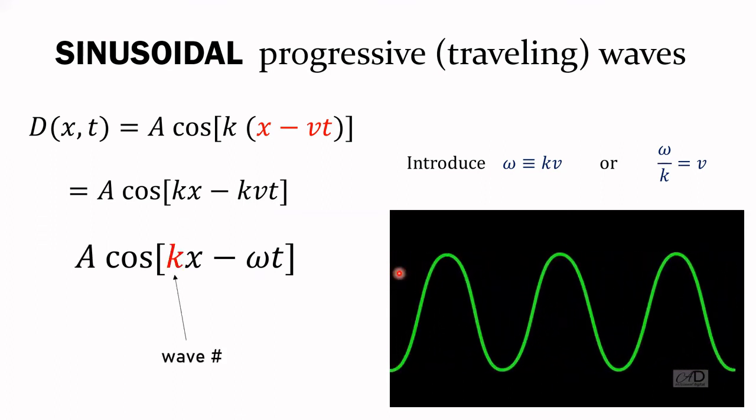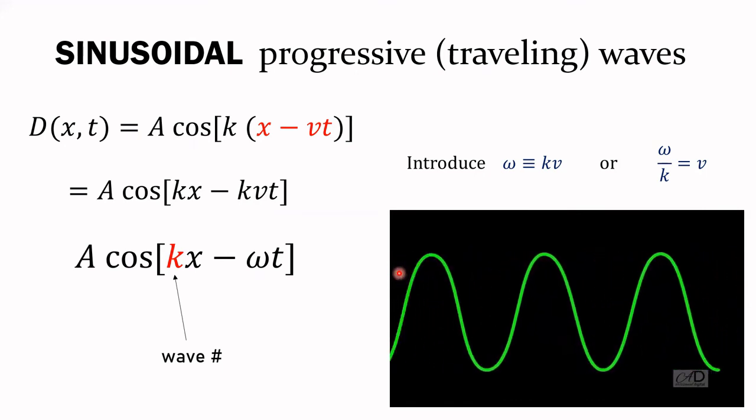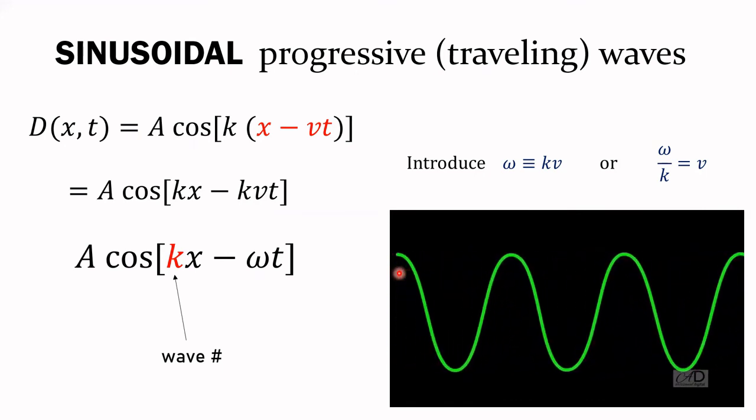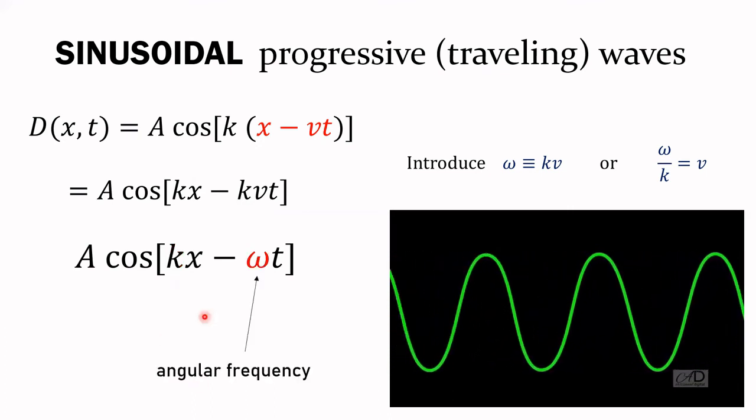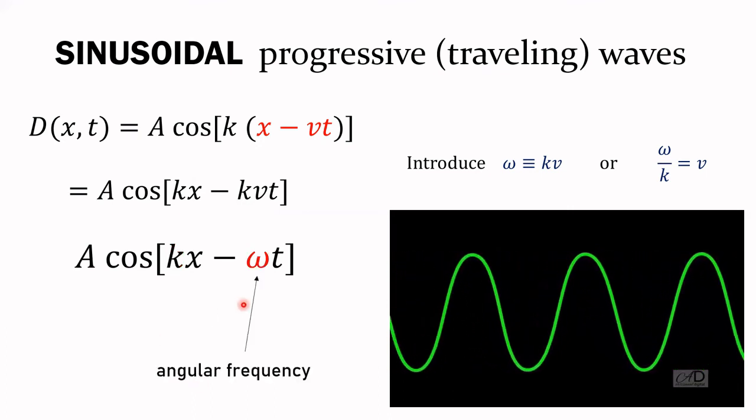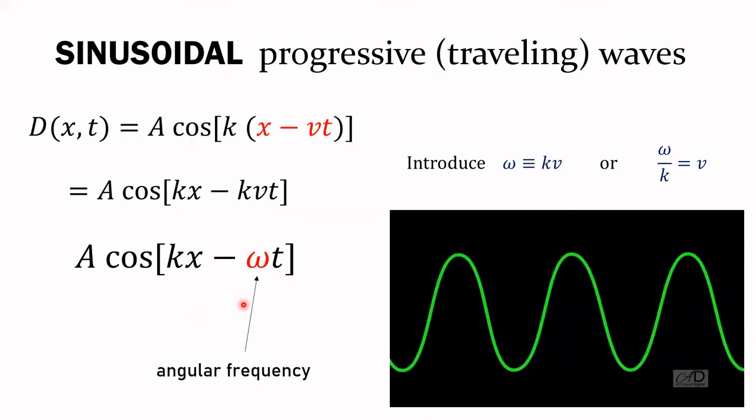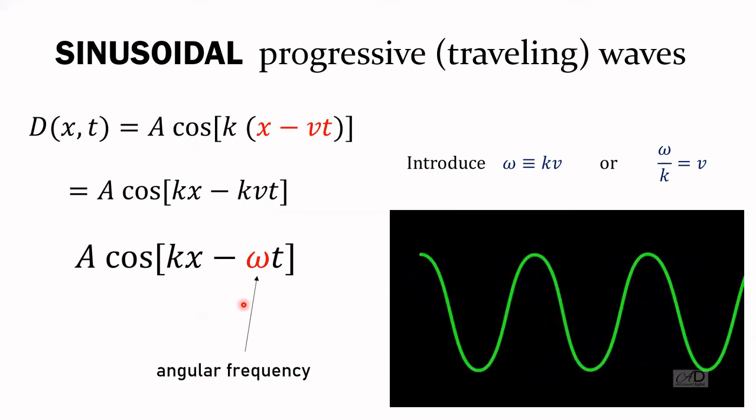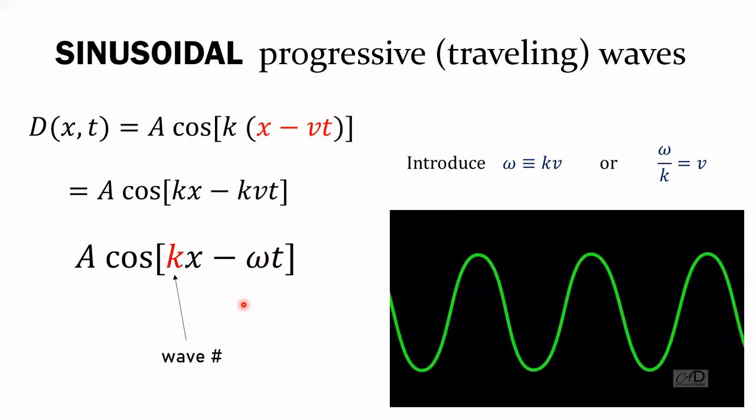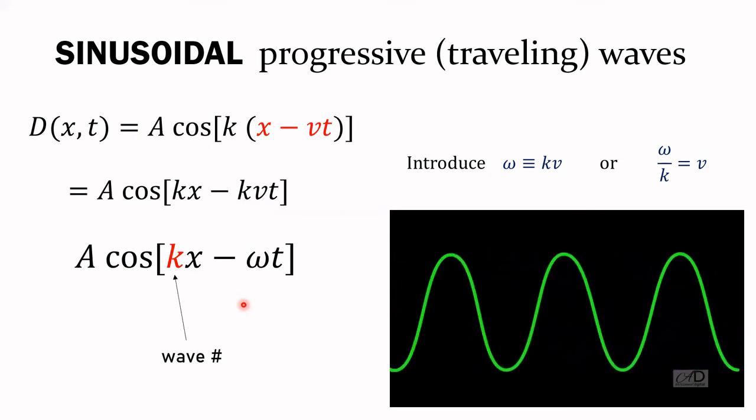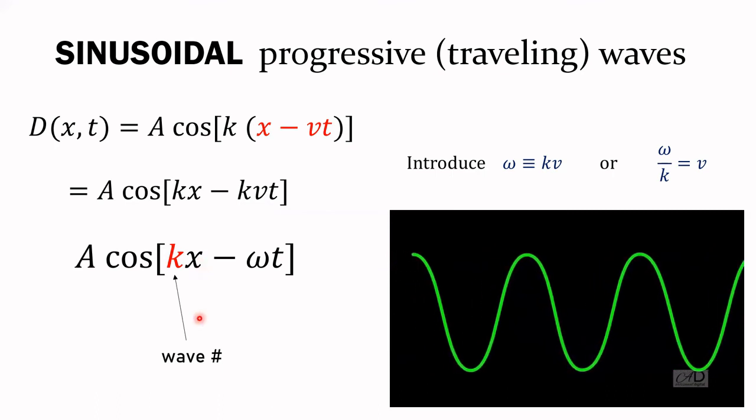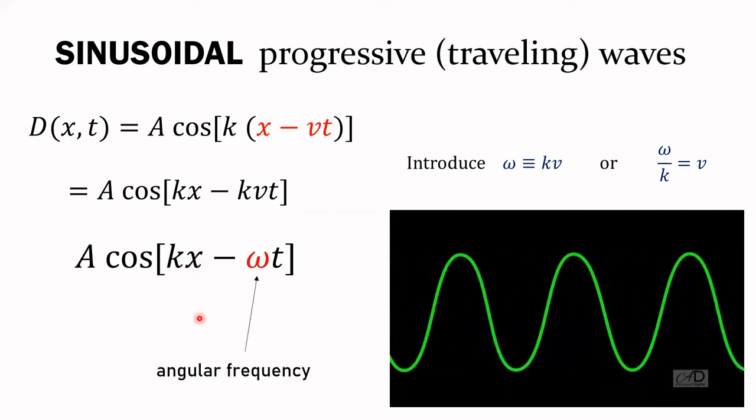We call k the wave number. And I'll point out right now, k is like a spatial frequency. We know that omega is an angular frequency that describes how quickly the wave oscillates in time. Well, k tells you how quickly it oscillates in space. So they're both kind of like frequencies, but this is a spatial frequency. We call it the wave number.